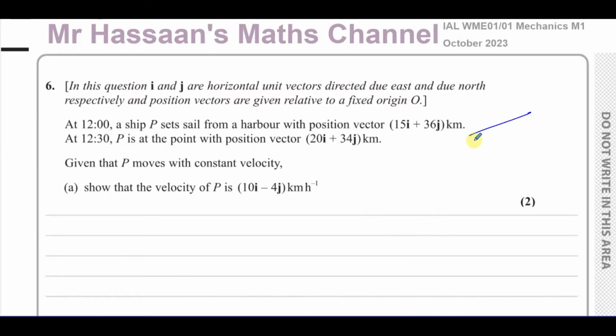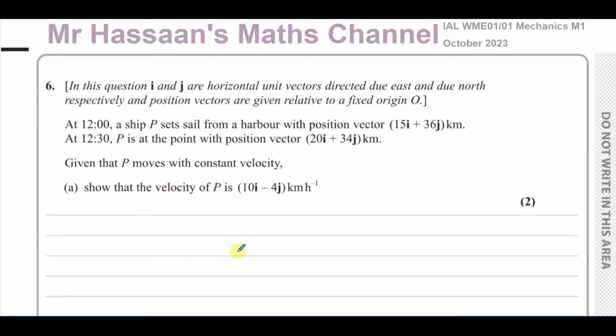So basically, vector I is going east, it's horizontal. Vector J is going north. They're 1 unit east and 1 unit north, okay, I and J. And all the vectors are referred to an origin O. When it says position vector, it means from O to the point that they're at. That's what that little italic stuff basically means.